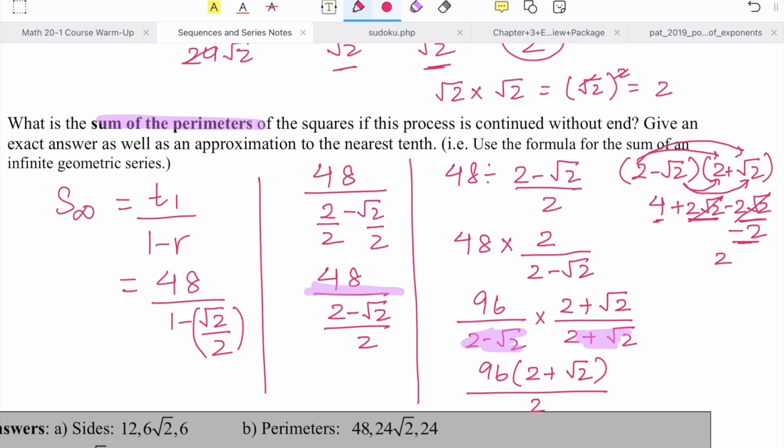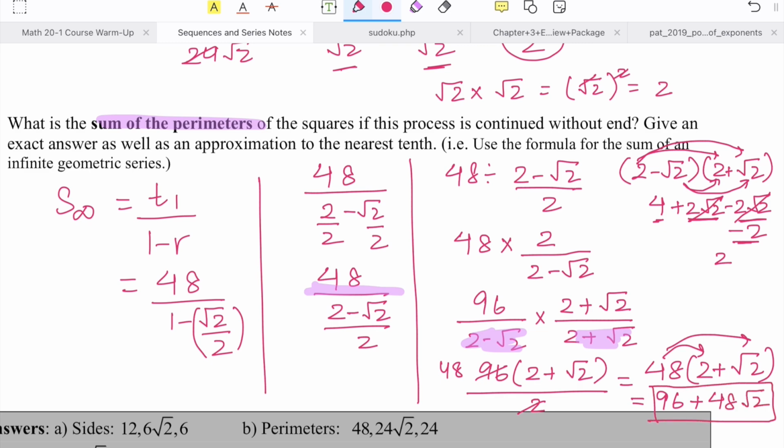96 divided by 2 is 48. So my final answer will be 48 times 2 plus root 2. Distribute that. 48 times 2 is 96 plus 48 root 2. And that's my answer.